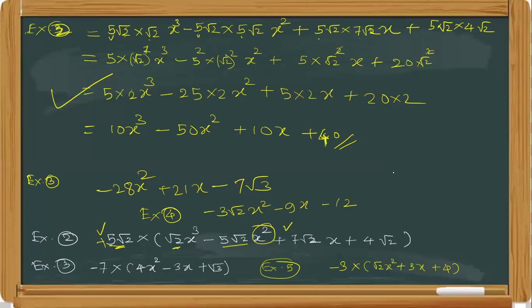Sir, minus 3 root 2 x square, minus 9x, minus 12. Okay, check this one. That one only. Okay. So have you understood scalar multiplication?